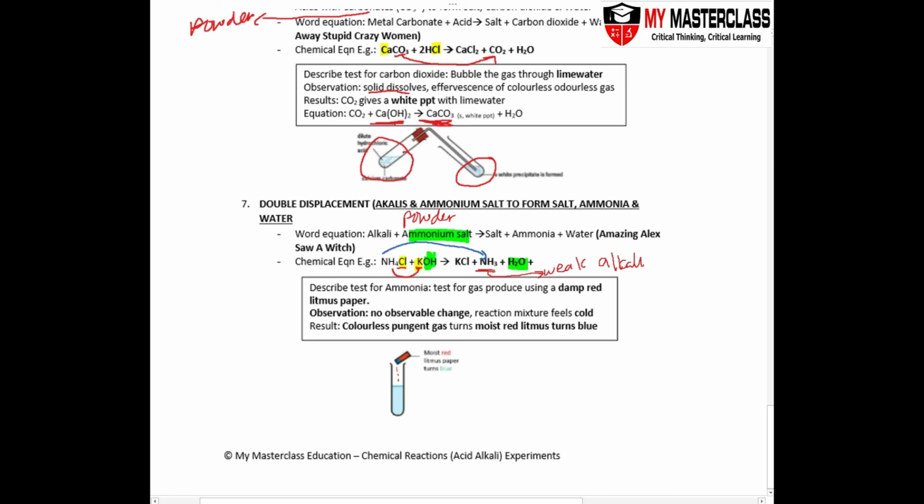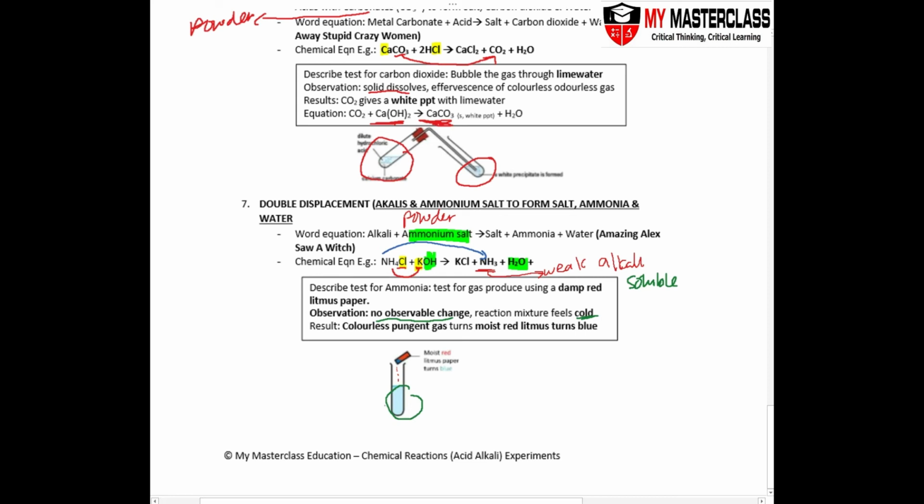Okay, so observation, what will you see? Same thing, observation is always here. There's no observable change. Okay, the solid may dissolve. Okay, if you see the ammonium salt, if it's solid, it will dissolve. But because it's ammonia gas, you will not see effervescence. You will not see bubbling, right? Because alkali is very soluble. So you will not see bubbling. Okay, so there's no visible change you can really see. But if you touch the test tube again, it will feel cold. Ammonium reactions, it will always feel cold.